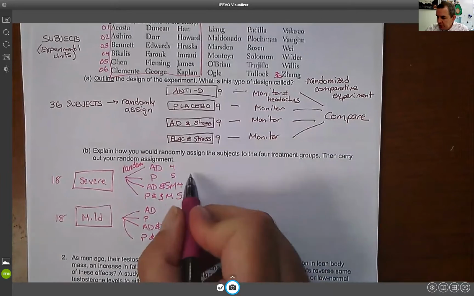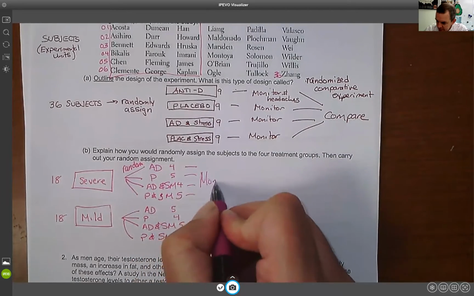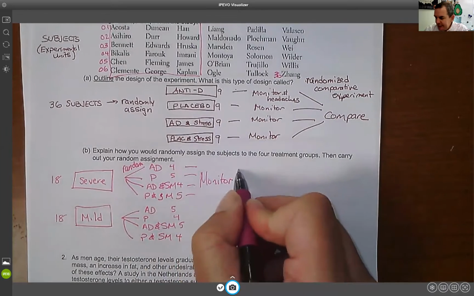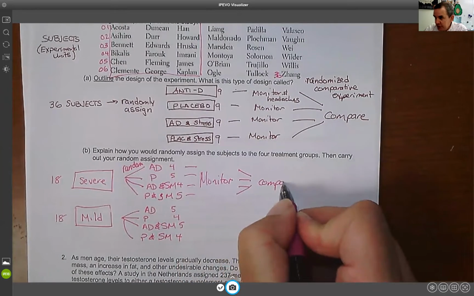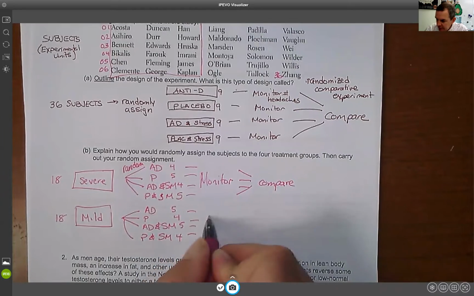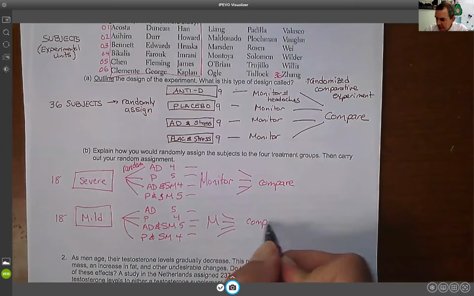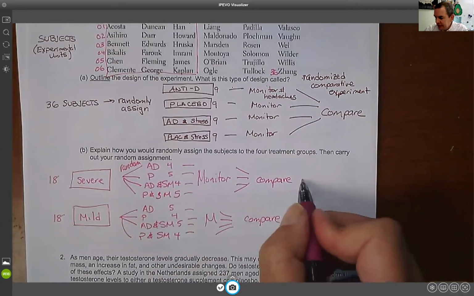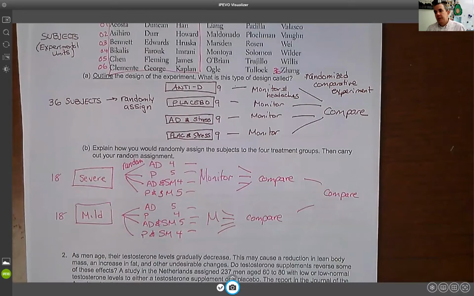Then what I'm going to do is I'm going to do my monitoring again. But at the end, I would compare within the severe sufferers. I do compare within mild sufferers. And then at the end, I compare between them. So that's a block design. So it's just a little bit of a review of what we did before.